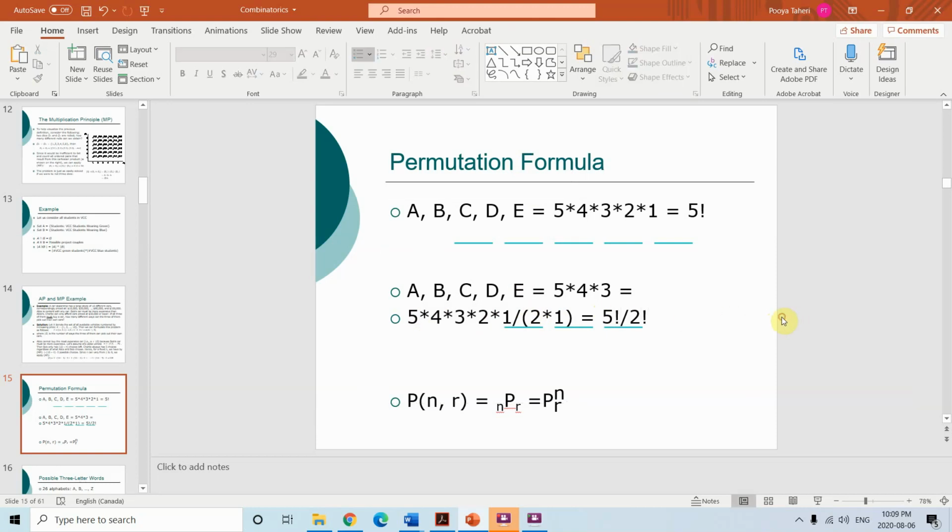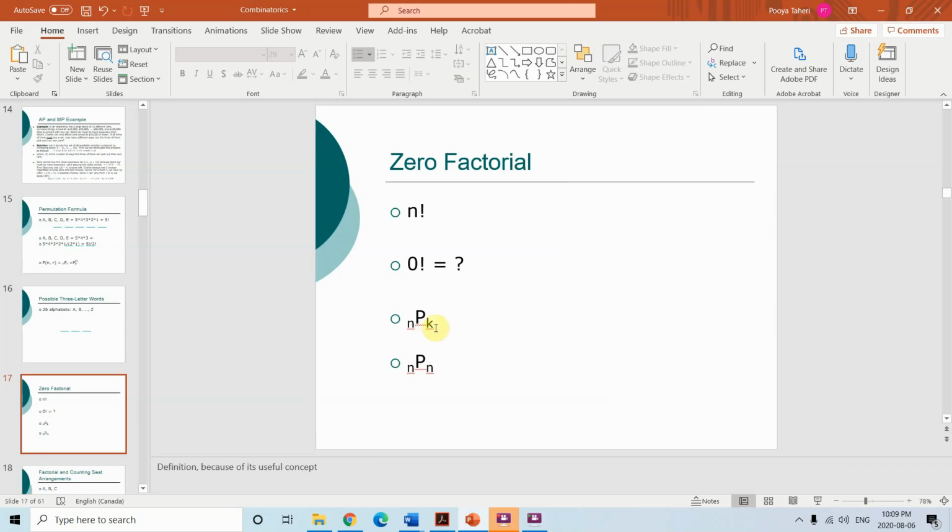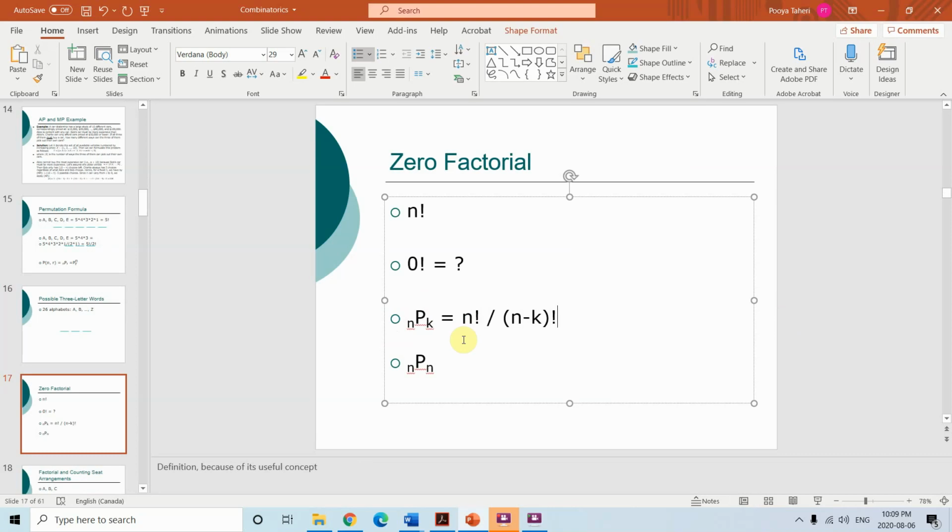So you will see that the general formula for the permutation is going to be n factorial divided by n minus k factorial. If the number of places is the same as the number of objects that we have, that's going to be as simple as n factorial. We'll see the proof for that a little bit later.